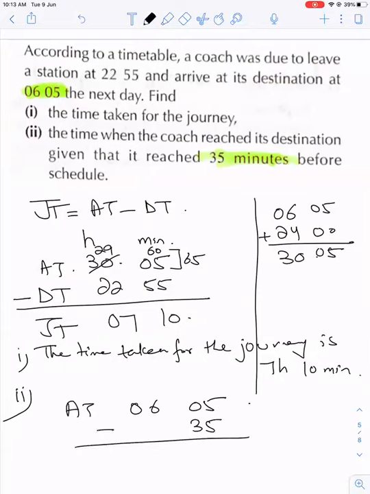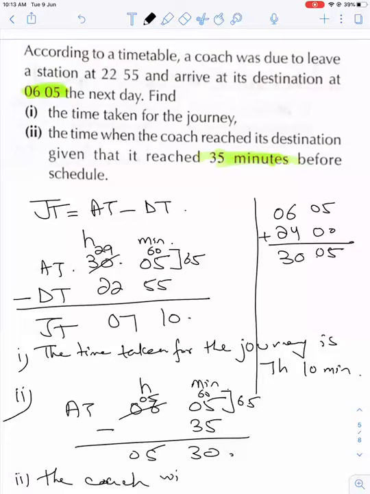The method will remain the same. This is hours, this is minutes. You can do this mentally also. You cannot subtract, so you borrow from here, it'll become 5 here, 60 here, 65 overall, minus 35 gives you 30. So 5 hours 30 minutes. Okay, so the answer for the second part, you can write it in the form of a statement. The coach will arrive at 5:30 if it reached 35 minutes before the scheduled arrival time.